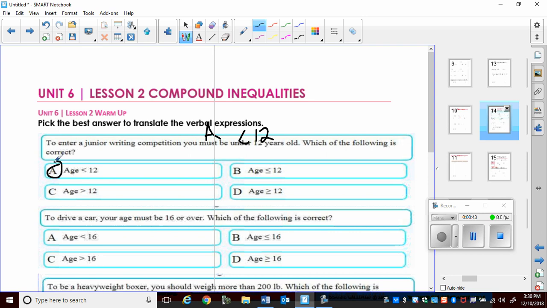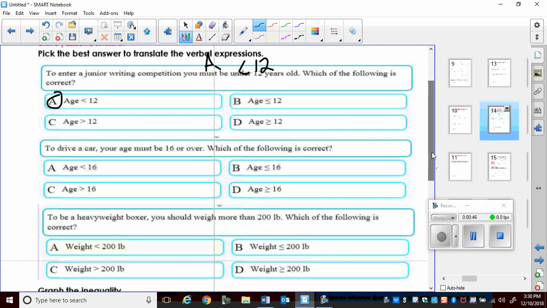So it's A. The next says, to drive a car, your age must be 16 or over. So it must be equal to 16 or greater than 16. So equal to or greater than. Okay, so that would be D. To be a heavyweight boxer, you should weigh more than 200. Your weight should be greater than 200. It doesn't have to be equal to. So it's C.